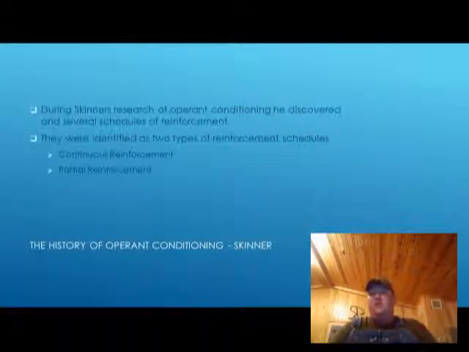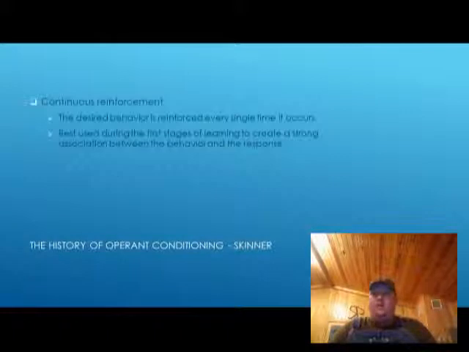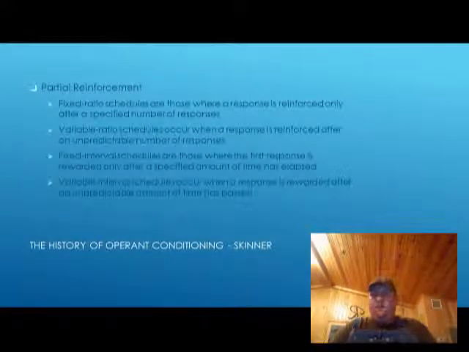During Skinner's research of operant conditioning, he discovered several schedules of reinforcement. They are identified as two types of reinforcement schedules: continuous and partial. Continuous reinforcement is when the desired behavior is reinforced every single time it occurs. This is best used during first stages of learning to create a strong association between behavior and responses. Partial reinforcement has several different varieties: fixed ratio, variable ratio, fixed interval, and variable interval.